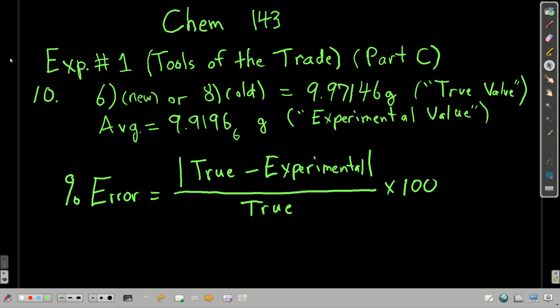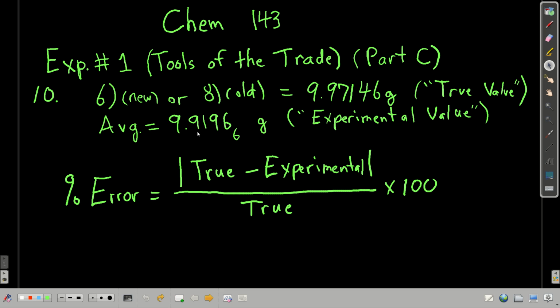Alright, so this is the next part in the video explaining some of the calculations that I've noticed people have been having, some of the problems people have been having in the calculations in Experiment 1, Part C. So in the previous video, we calculated the average of my three numbers, okay? For that I made up, supposedly I used the graduated cylinder. Now we're going to calculate number 10, okay, which is the percent error.